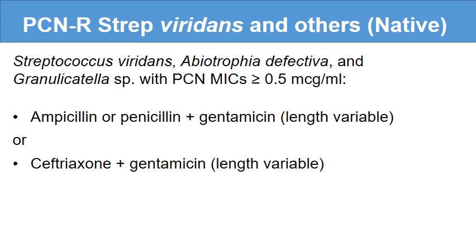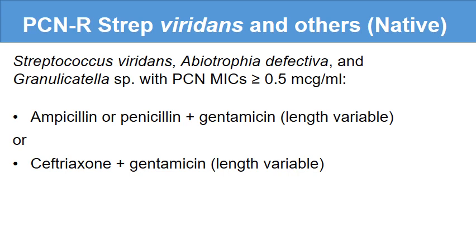So our next group of strep here are the penicillin-resistant strep viridans, as well as some of these other weird pathogens, Abiotrophia defectiva and Granulicatella. Just be aware that the more resistant viridans group strep and some of these stranger guys have similar treatment modalities, which is now we're using combinations for the duration of treatment.